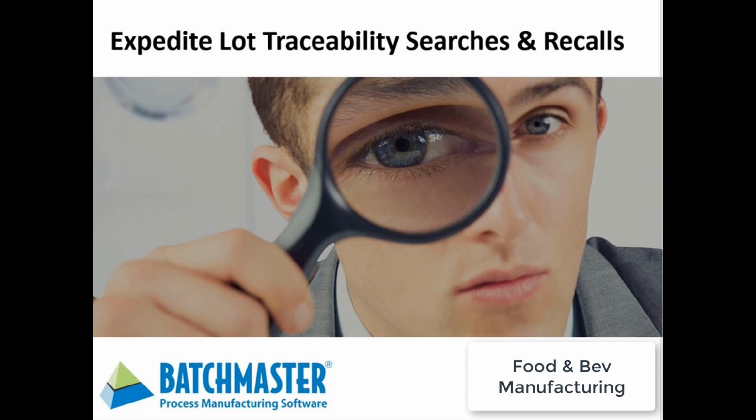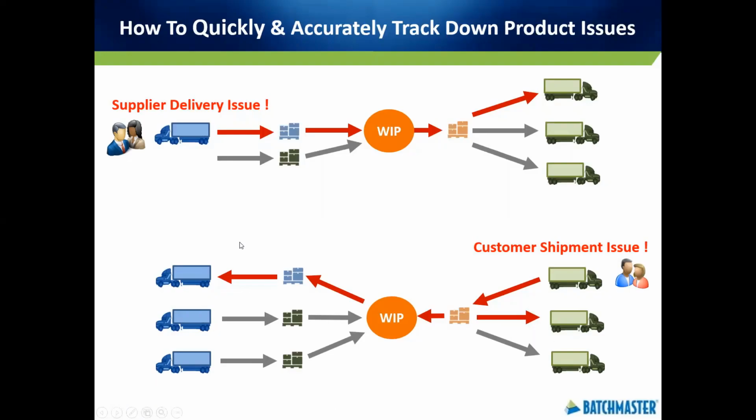Welcome to our webinar entitled Expedite Lot Traceability Searches and Recalls. Today, we'll look at our software and how you can quickly and accurately track down product issues. Now, you may have issues with a vendor delivery, and we'll track that through WIP to customer shipments, or a customer may have an issue with their received shipment, and we'll backtrack that into a batch job, and if necessary, backtrack it to a supplier delivery.